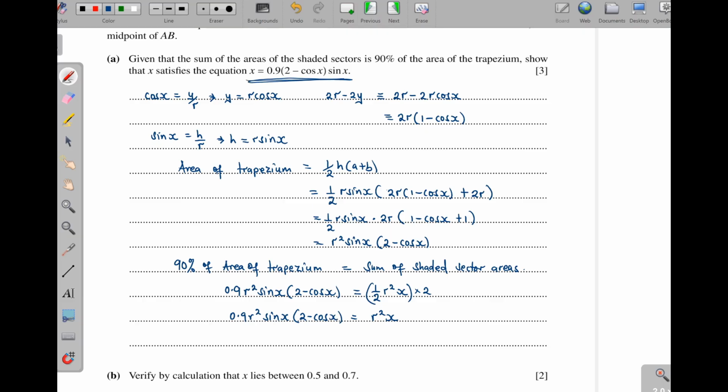Now look at what we are having here. Don't you think this r squared is going to cancel with this? Yes. And then our x is now going to be equal to 0.9, then sine of x, and then 2 minus the cosine of x. And that is that. So they separated these two, but it is the same thing, okay? It's the same thing as this. I can write this sine of x here, or I can leave it there.